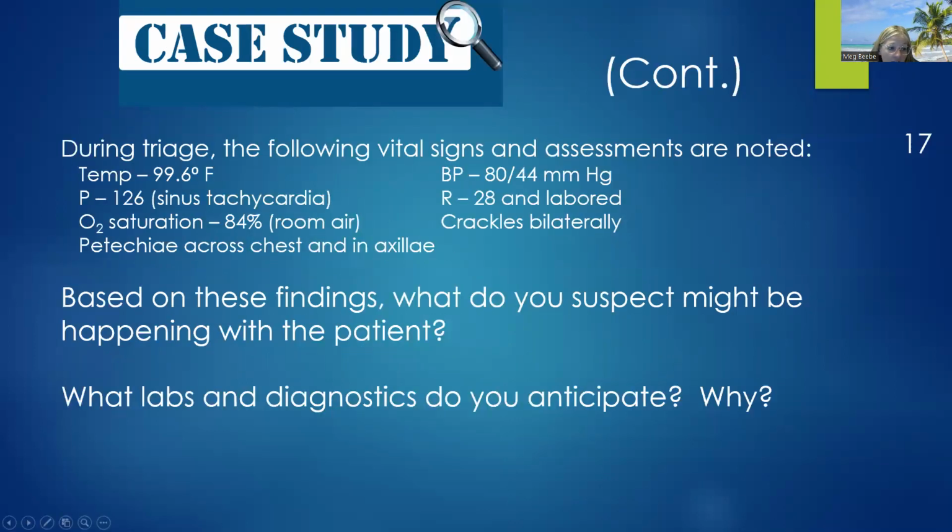Okay, let's read on. During our triage, the following vital signs and assessments are noted, and you can read those right there. You can see a slight elevation in temperature, a little low blood pressure, sinus tach, and crackles. She's not sitting well on room air, 84%. She's also got this petechiae across her chest and axilla. So based on these findings, we are probably really going to be suspecting a pulmonary embolism. So what different labs and diagnostics are you going to anticipate and why?